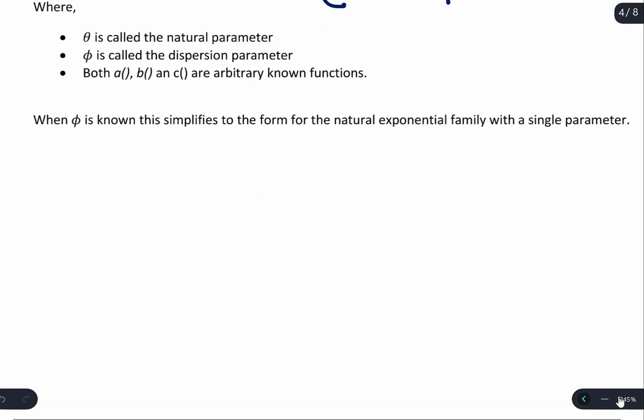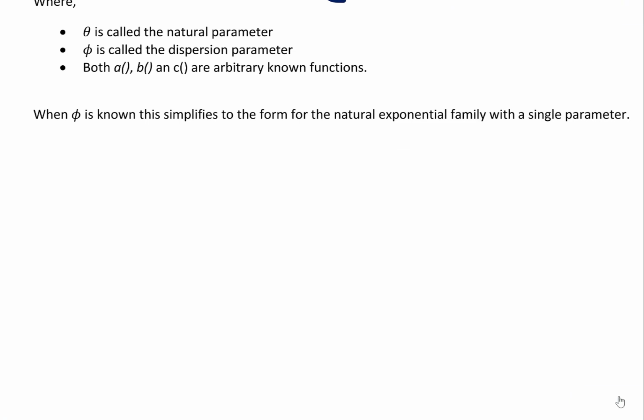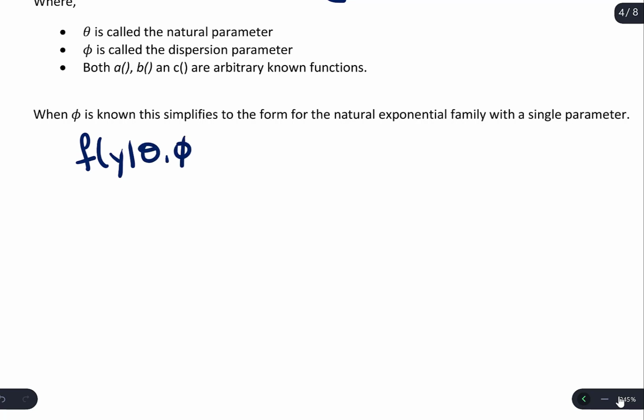All right, so it ends up that when phi is known, this simplifies into the form for the natural exponential family with a single parameter. And so let's look at why that is true. So the first thing I'm going to do here is write out the distribution.